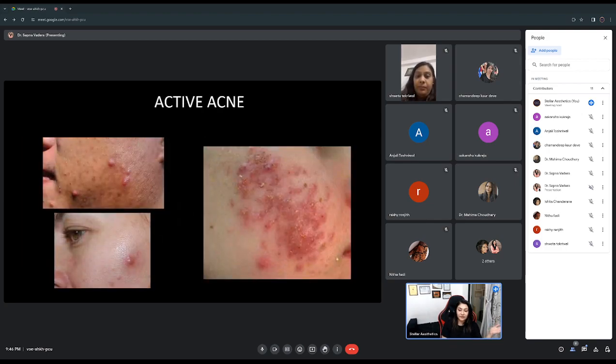Active acne. Everyone knows about this. It will look red, pink, poppy, pus filled, non-pus filled. It can be single, it can be multiple. We all know how to identify an acne, right?